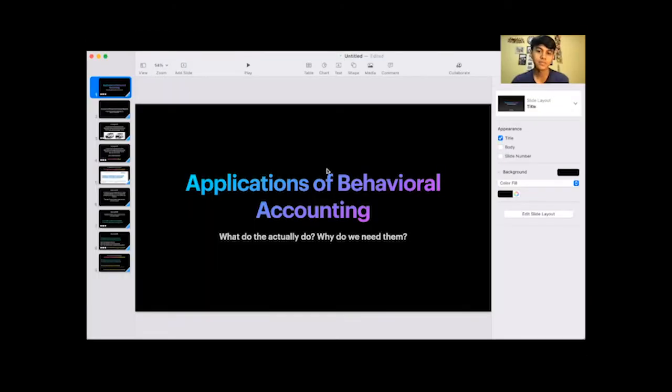Okay, hello everyone, and right now we are going to discuss the applications of behavioral accounting. This is a new type of discussion for us because from the very start of the semester, we only talked about how to manage the numbers that we use in the financial statements, and also what kinds of cases we need to apply in our accounting, whether it's foreign exchange or taxation and such. Now, what is behavioral accounting?